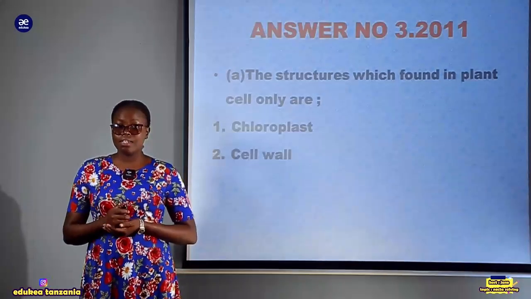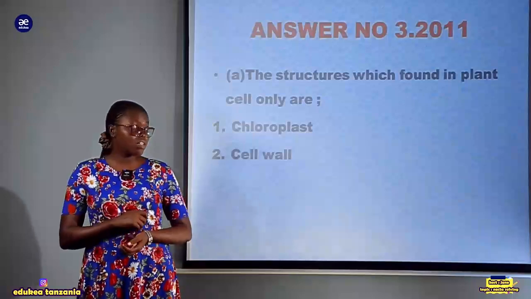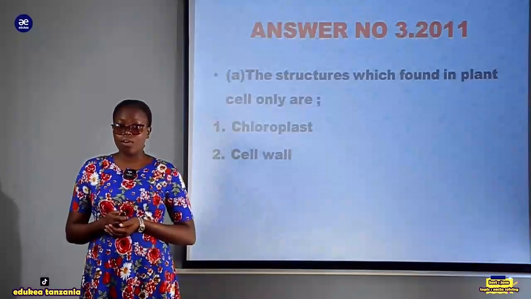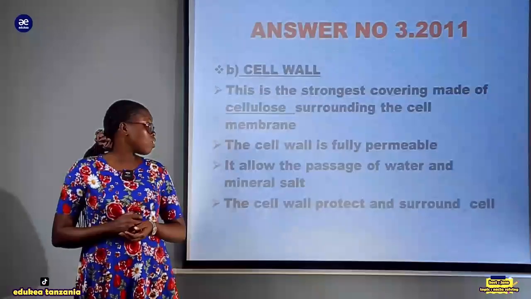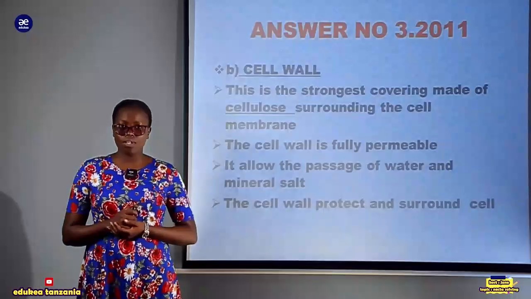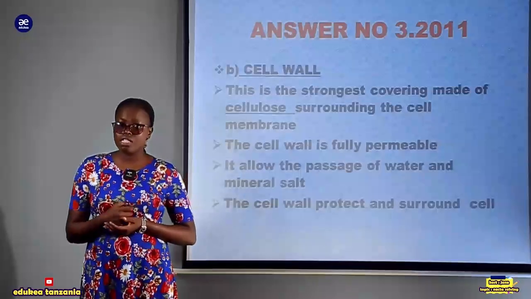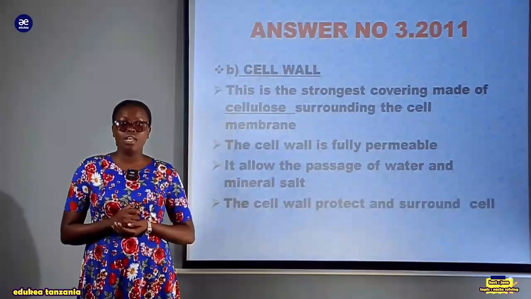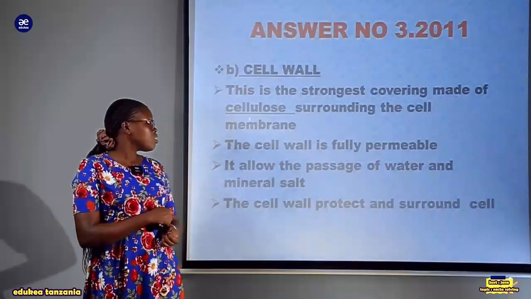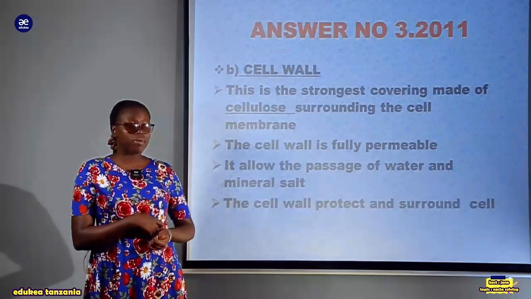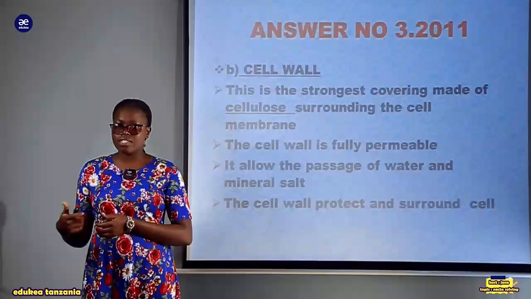Question number 3, Roman B, needs you to state the roles performed by these two cell organelles, the chloroplast and the cell wall. Starting with the cell wall, what is the cell wall? Before we see the function, let us become familiar with what the cell wall is. The cell wall is the strong covering made up of cellulose surrounding the cell membrane. So it is found outside of the cell membrane.